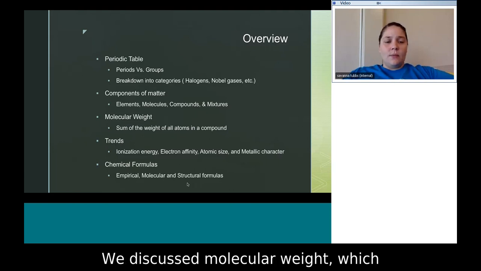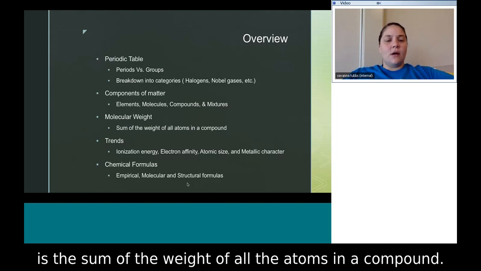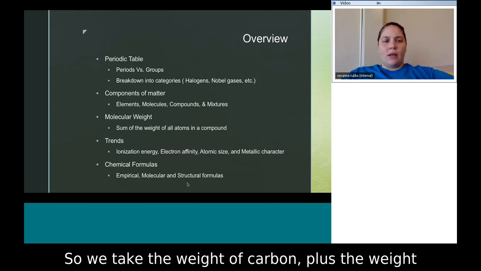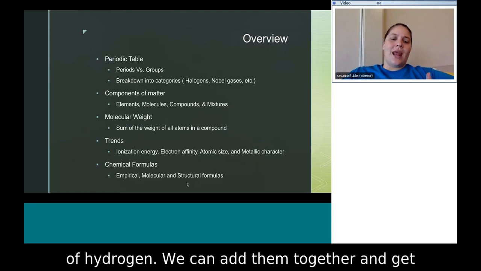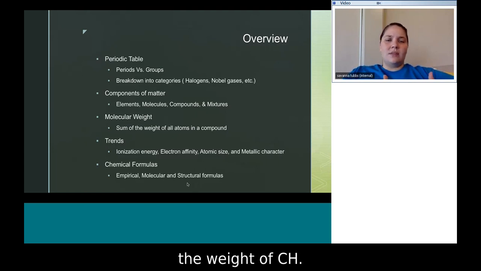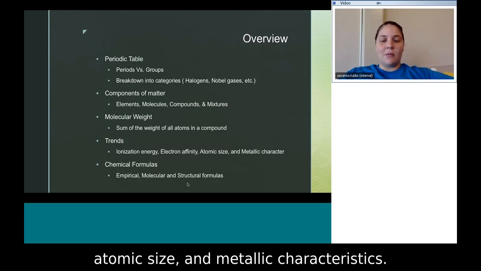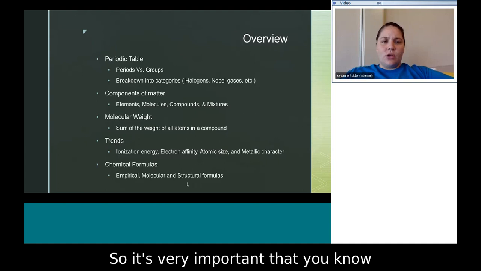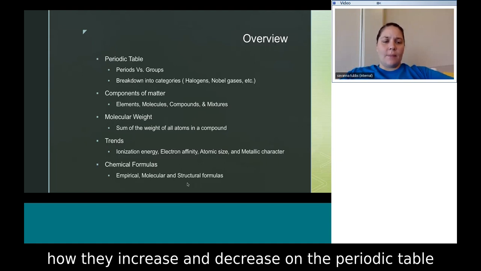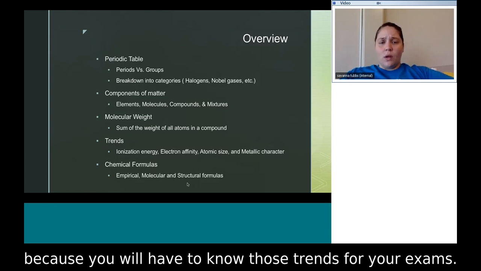We discussed molecular weight, which is the sum of the weight of all the atoms in a compound. So we take the weight of carbon plus the weight of hydrogen, we can add them together and get the weight of CH. We talked about the trends, so ionization energy, electron affinity, atomic size, and metallic characteristic. So it's very important that you know how they increase and decrease on the periodic table, because you will have to know those trends for your exams.